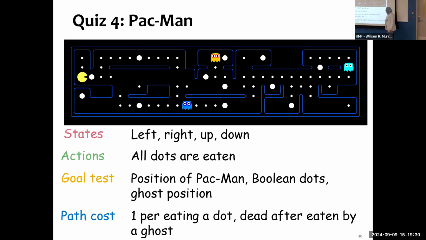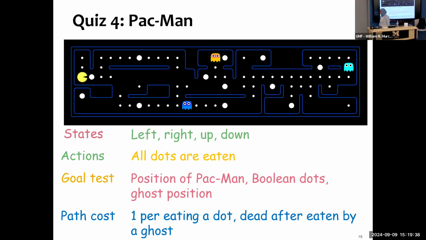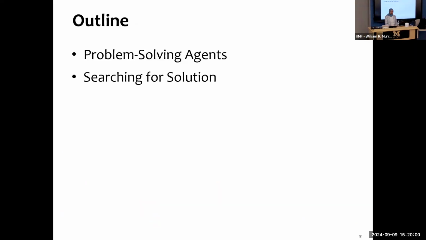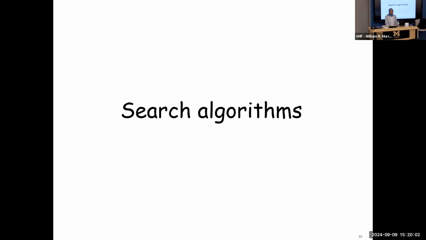So what are the states in this case? Position of the Pac-Man, and different possible actions. The main goal is to eat all the dots, and the path cost is each time we eat 1 dot, we get 1 as a reward, and dead after being eaten by a ghost. Is that clear? So now I'm sure that we can move to our problem solving agents and searching for the solution. Now we understand these concepts, so we are able to start with the search algorithms.